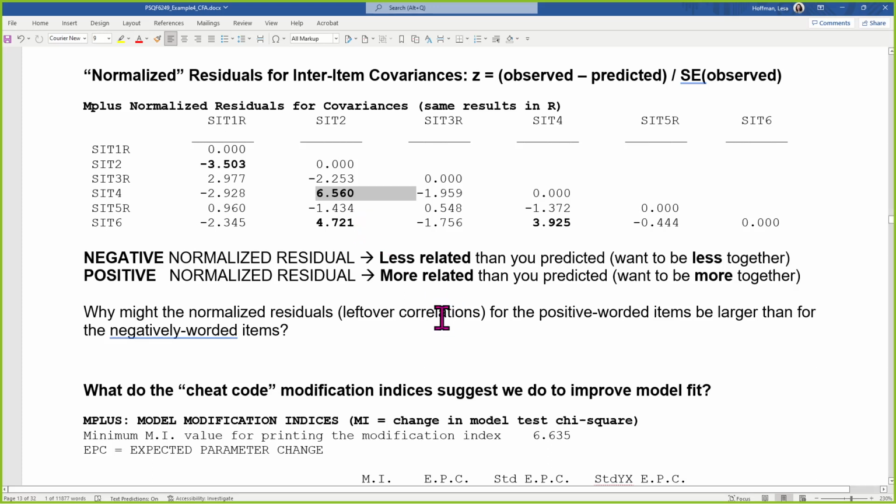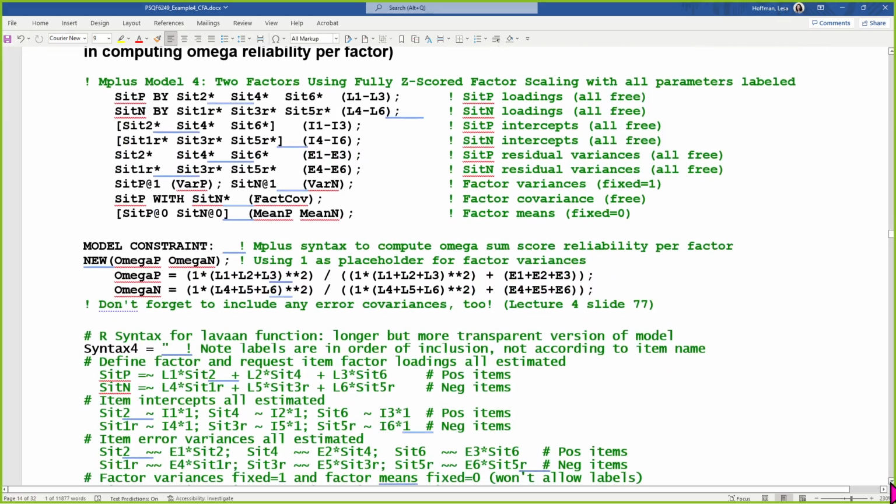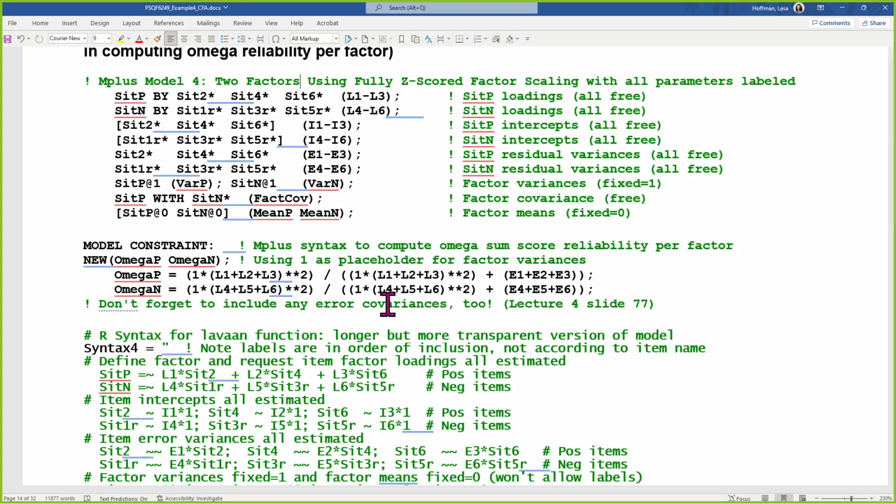Okay. So do you want to see the two-factor model? Here it is, with some extra stuff in the code. So I am on page 14. What I am doing is separating the items that are worded positively from the items that are worded negatively. So instead of just sit, I've got sit P and sit N. I have items 2, 4, and 6 loading on sit P, items 1, 3, and 5 loading on sit N, and then I have these things.